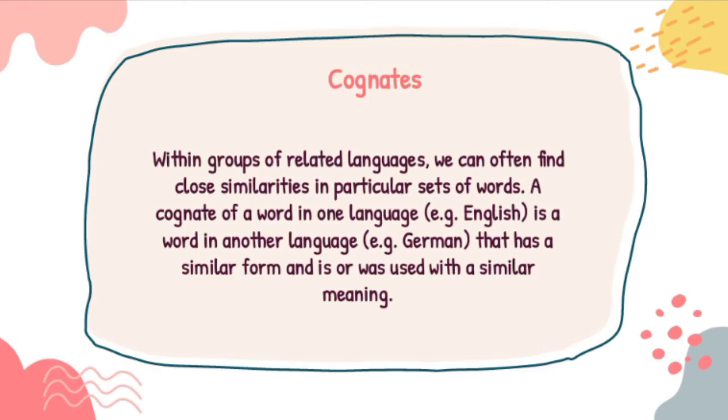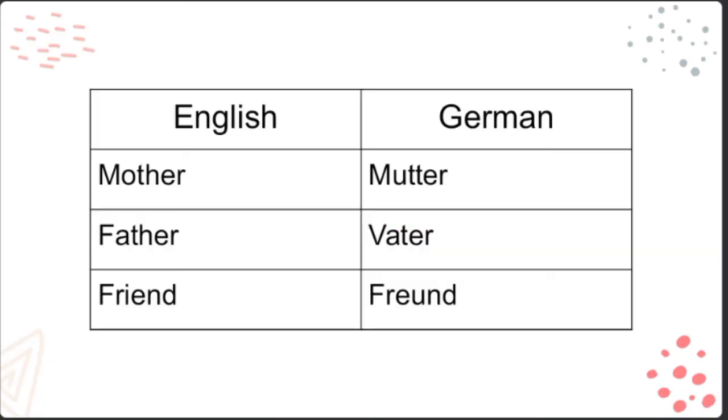Within groups of related languages, we can often find close similarities in particular sets of words. A cognate of a word in one language, like English, is a word in another language, like German, that has a similar form and is or was used with a similar meaning. For example, you can see in the pictures.